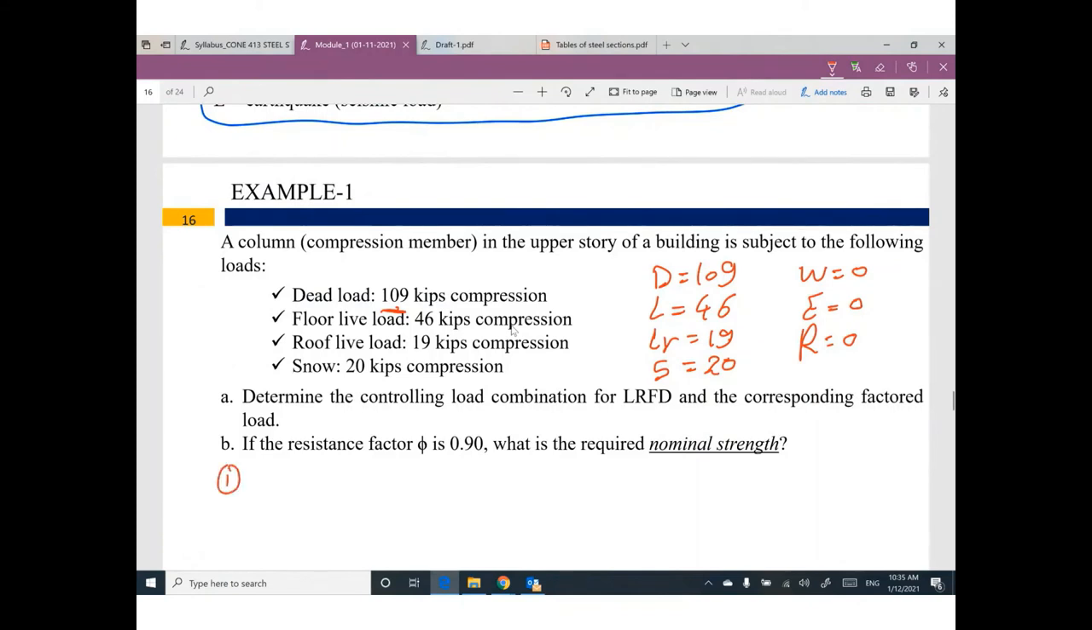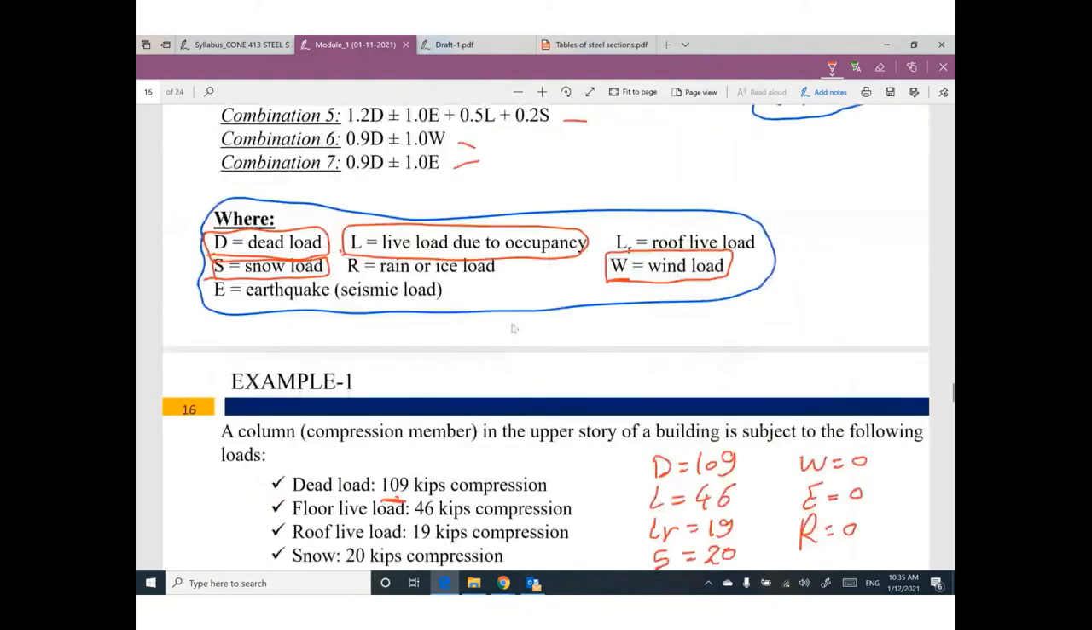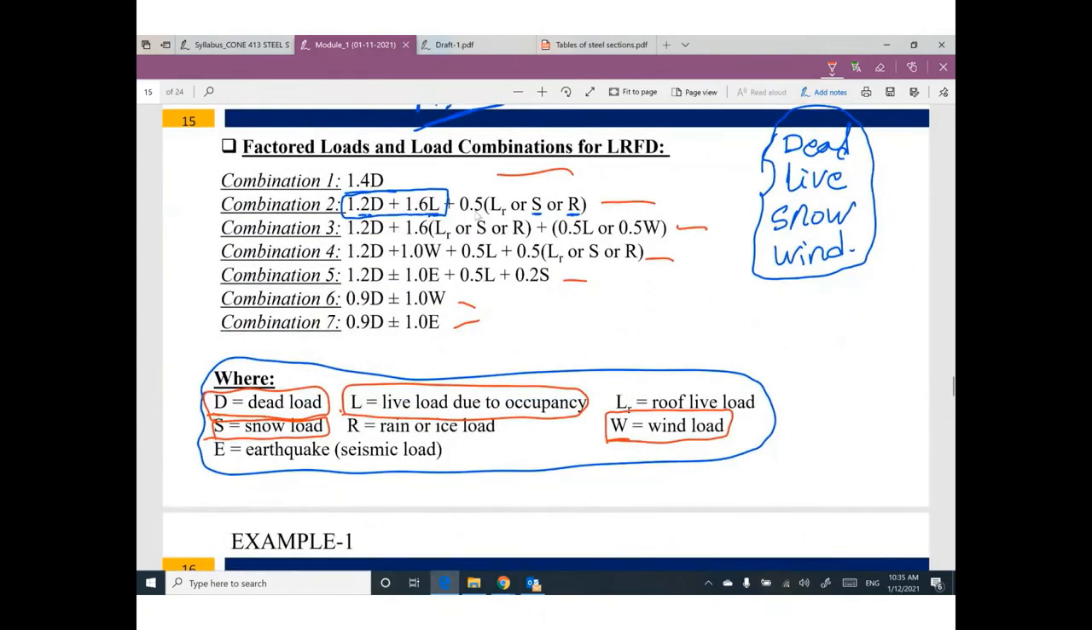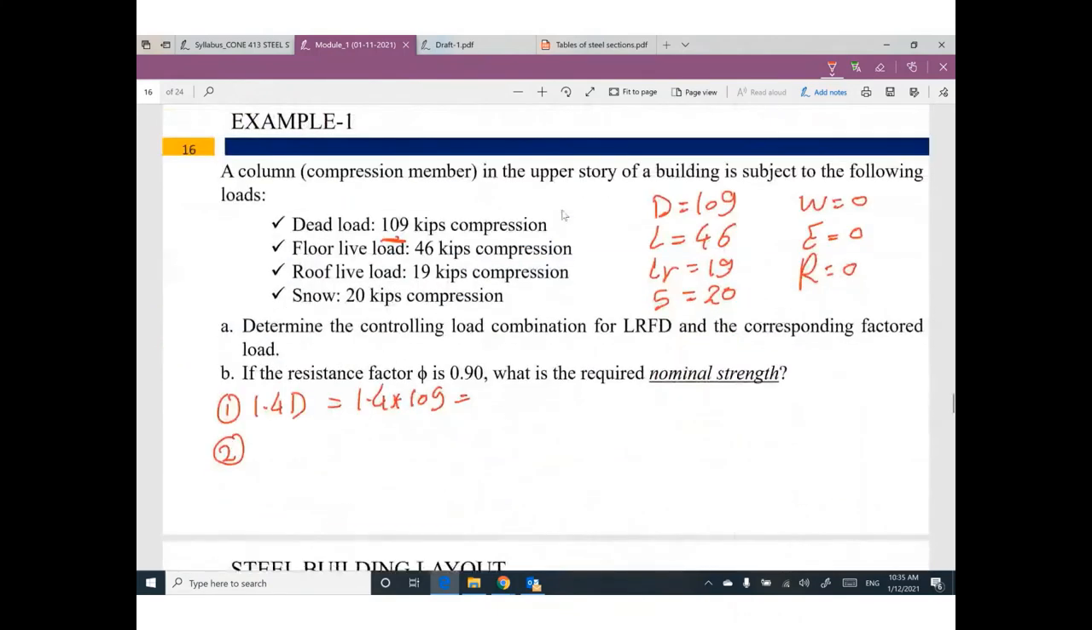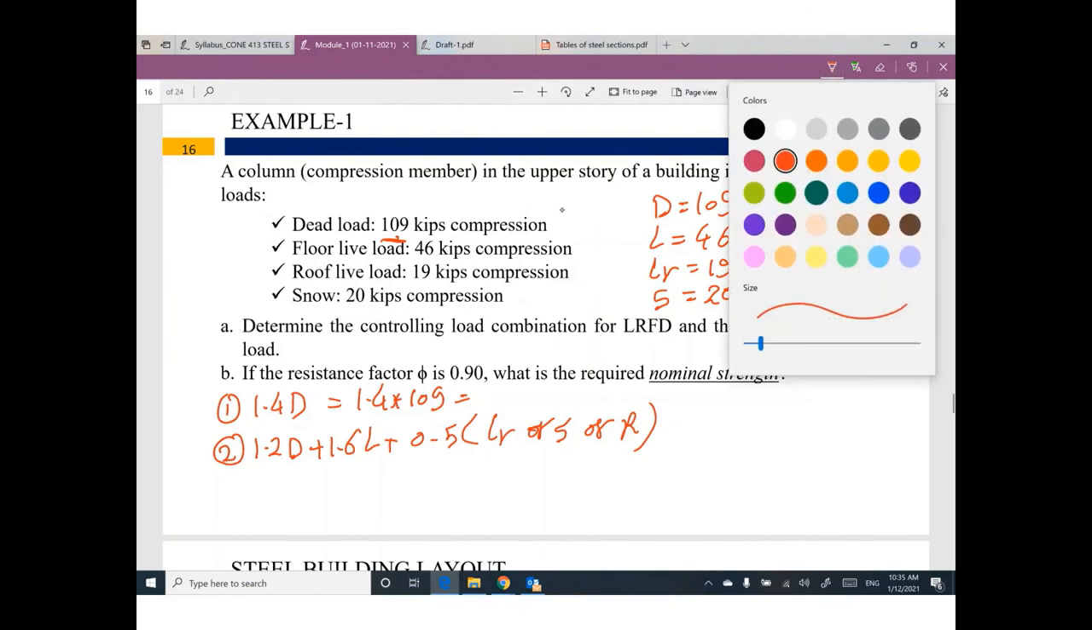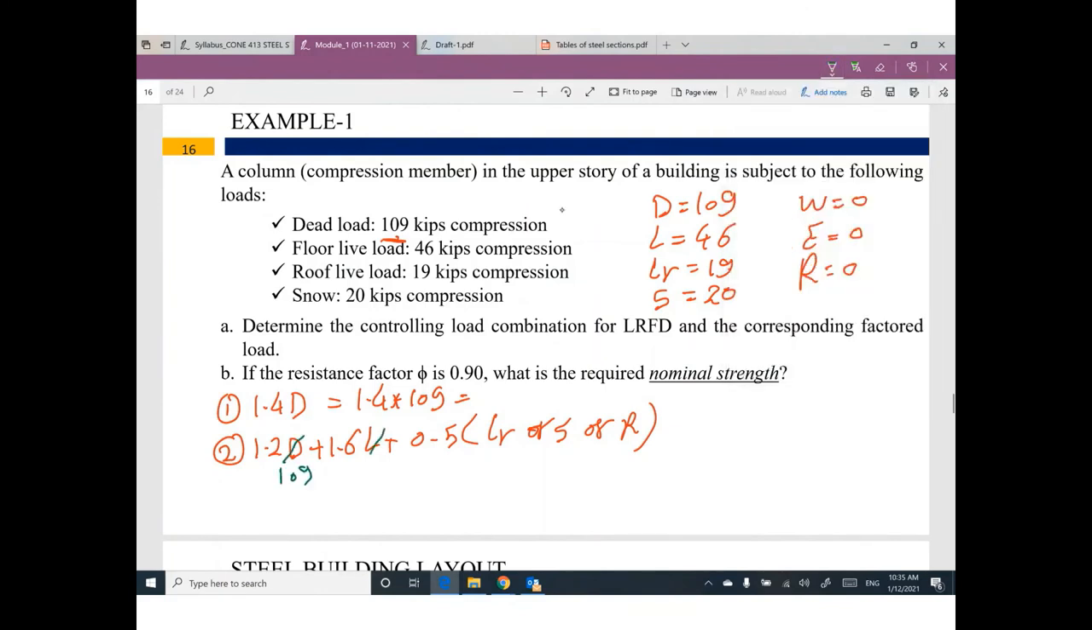So go ahead and do your combination, and which one will be the maximum one? Let's start with the first one: 1.4 dead, so 1.4 times 109. Second one: 1.2 dead load, 1.6 live load, and 0.5 LR or S or R. So 1.2 D, 1.6 L, 0.5 LR or S or R. What is the value of D? 109. What is the value of L? 46. What is the value of LR? 19. What is the value of S? 20. What is the value of R? 0. So which one will I use? 20. So your final answer: 1.2 times 109, plus 1.6 times 46, plus 0.5 times 20. Get the value here, and you keep going.